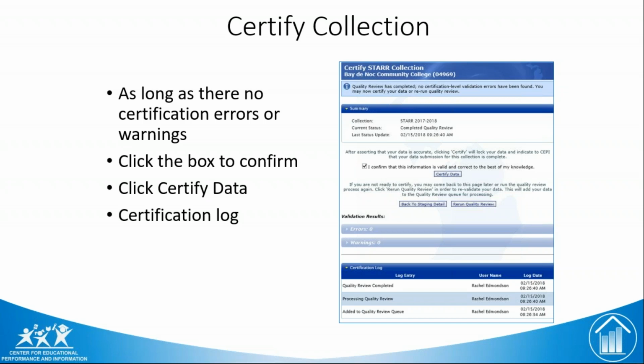At the bottom, you'll see that there is a log letting you know what step of the process you're at. So if you did your quality review, found that you had errors, you had to go back and re-upload. And then once you've certified, all those steps will be in there for you to see who did it and at what time.